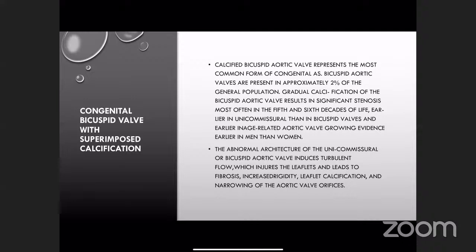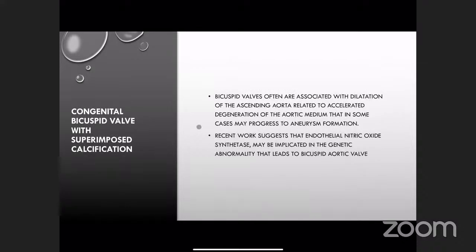The abnormal architecture of a unicommissural or bicuspid aortic valve induces turbulent flow, which injures the leaflets and leads to fibrosis, increased rigidity, leaflet calcification, and narrowing of the aortic valve orifice.